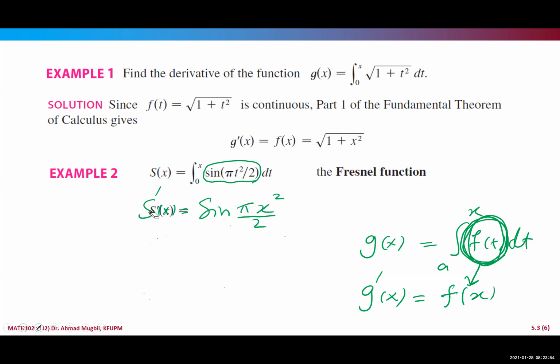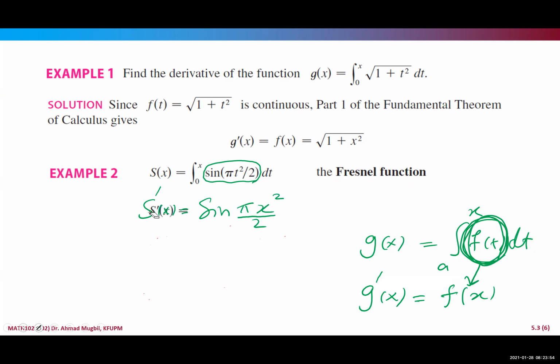So doctor, basically we took what is inside the integral of the function and substituted it with the upper limit of the integral, and this is the differentiation. Is that right? This is if you have the integral from a constant to x. We will see now if it is different from x. This is when you have an integral from a constant to x. Yes, you are right.